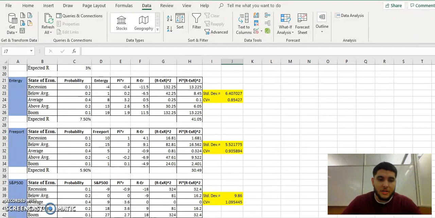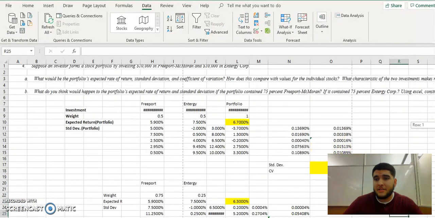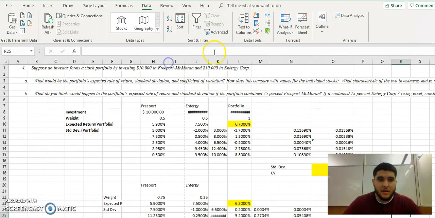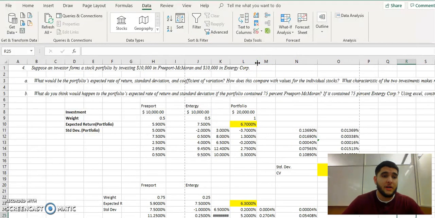Moving on to question number 4. We were asked to split up our investments with a 50% weight on each of these. Essentially, by diversifying our portfolio, we were able to get a slightly lower expected return. However, as you can tell, our standard deviation did decrease somewhat. We have it at 2.07% here.